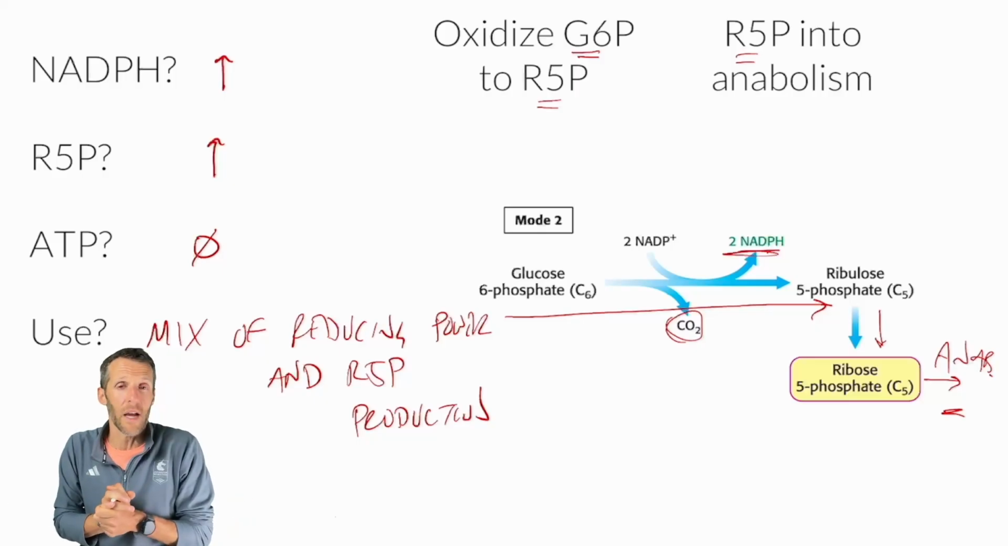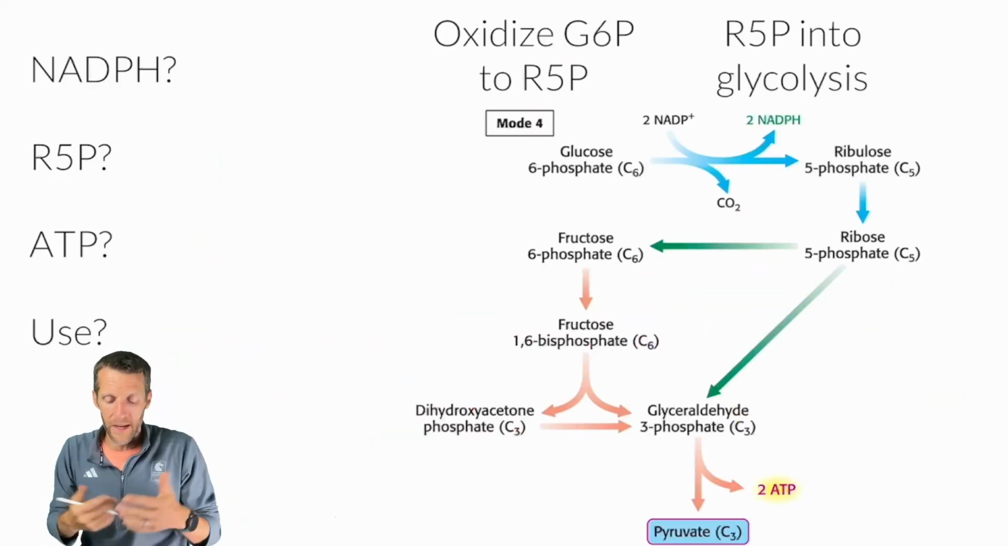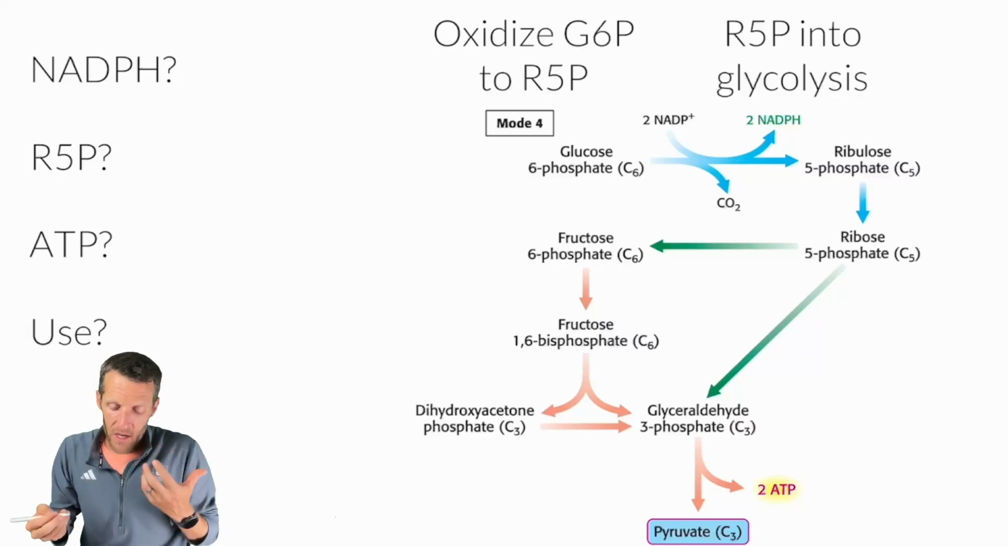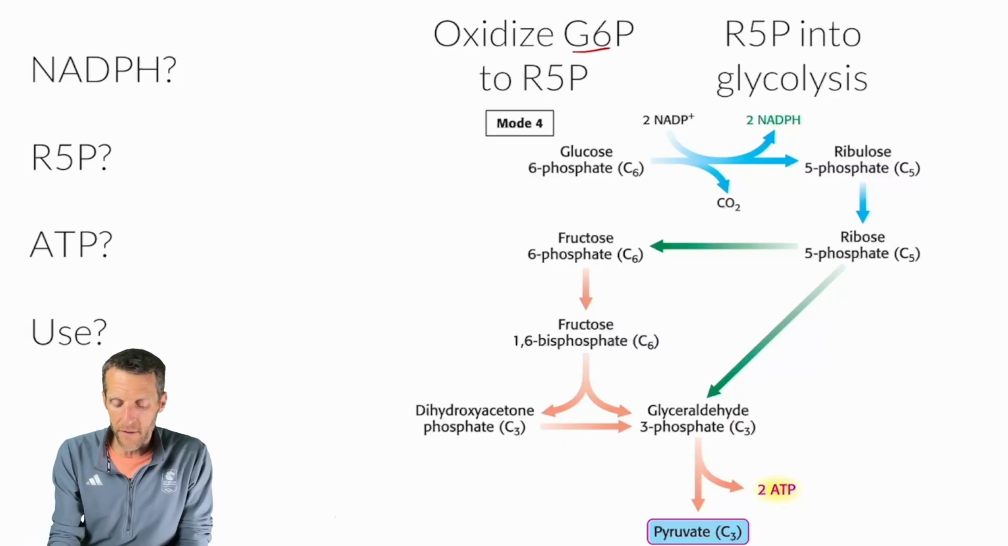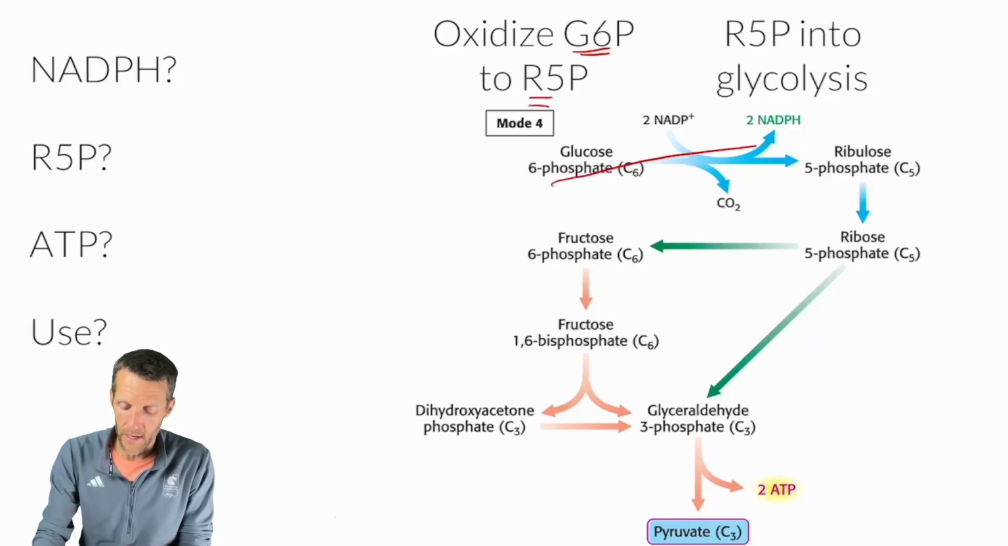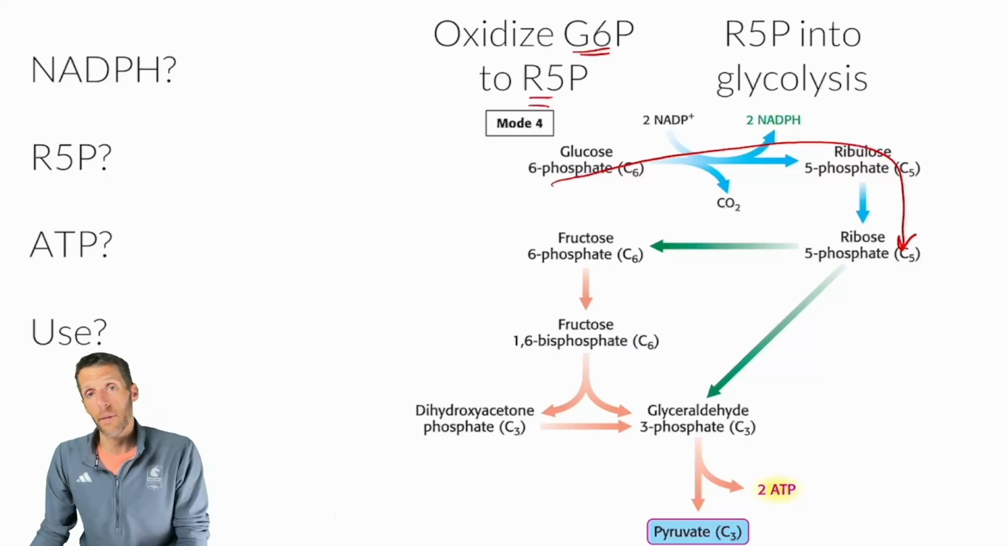All right, let's talk about mode, I guess it's labeled as 4, but mode 3. So this looks really complicated. What's going on here? Well, what we're doing is we're oxidizing G6P to R5P. So we're running the oxidative pentose phosphate pathway.